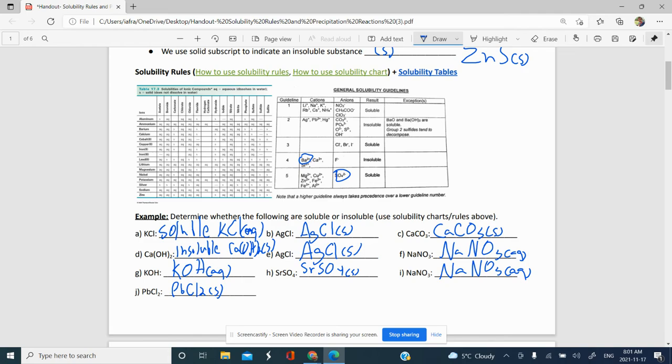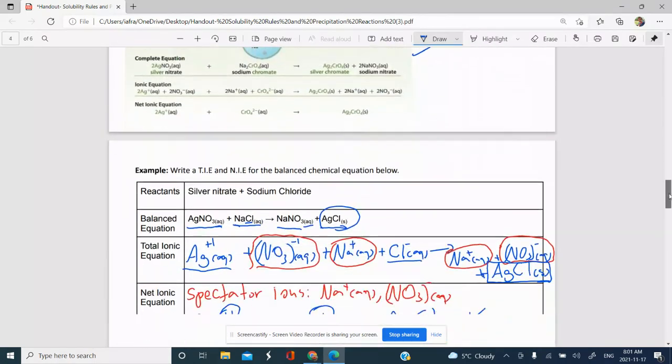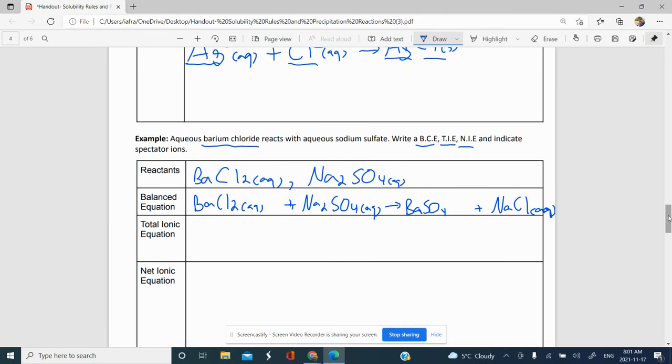Barium wants to be insoluble. Barium's higher up than sulfate, so it wins. So that means we have a precipitate. We do have a reaction. All right. So there's a reaction there. And we need to make sure this is all balanced.